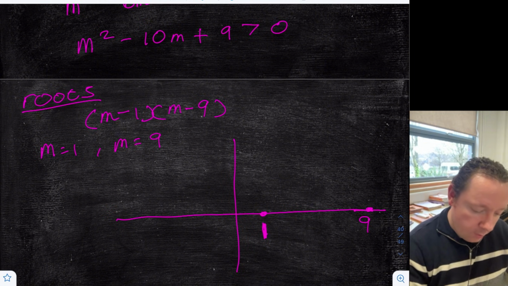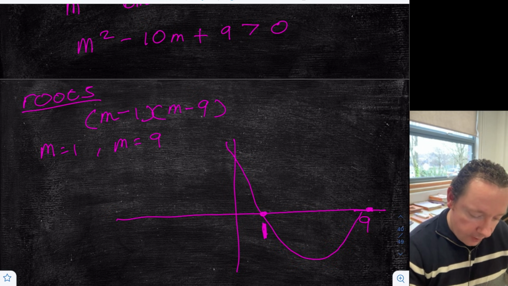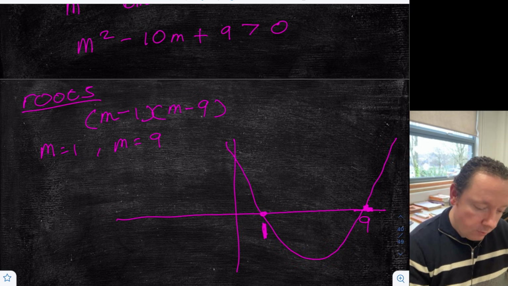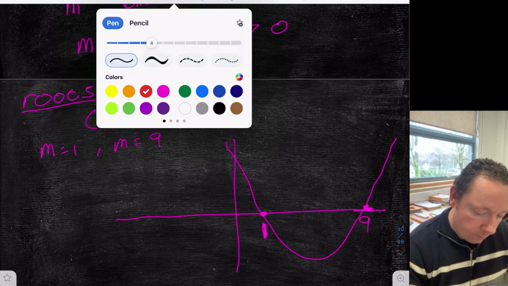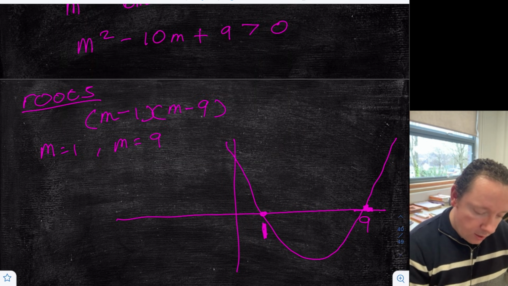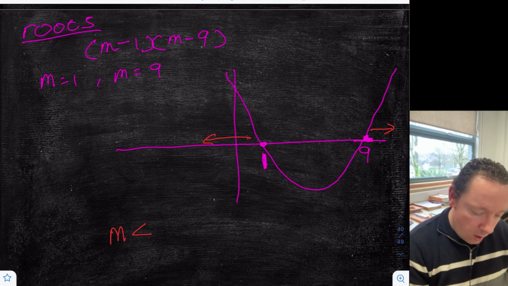We know that the shape goes down the way because it's a positive m squared, so we can just draw a quick sketch of a graph. It doesn't have to be anything too fancy. And we're looking at when it's greater than 0, so I'm looking at when it's above the x-axis. So using a different colour pen, it's above the x-axis over here, and it's above the x-axis over here. In other words, when m is less than 1, or when m is greater than 9. And that's our final answer.